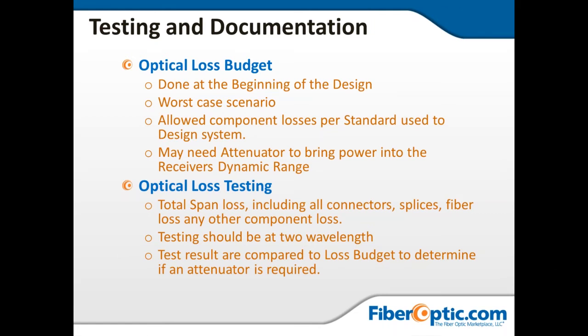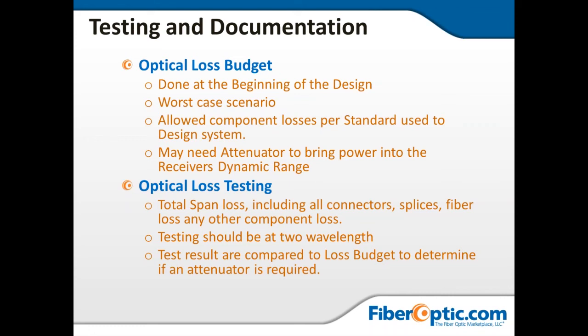Now, when do I do a loss budget? Well, when you do the design, you put in the loss budget for worst case scenarios. And the component losses per standards are what's necessary. So we'll use 0.75 for the connector matings or 0.1 for fusion splices, even though you're probably going to do much, much better than that. But it's good for a budget. And it just says you may need attenuators to bring power down to within the receiver's range.